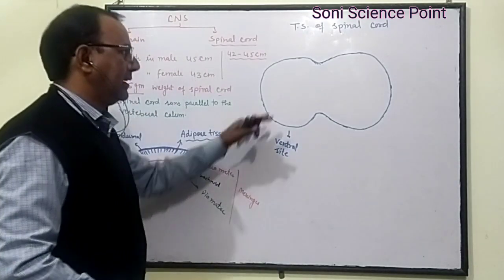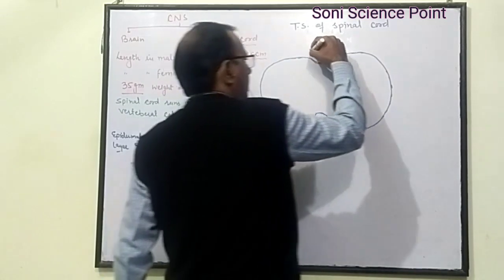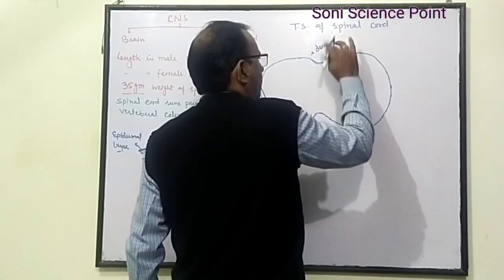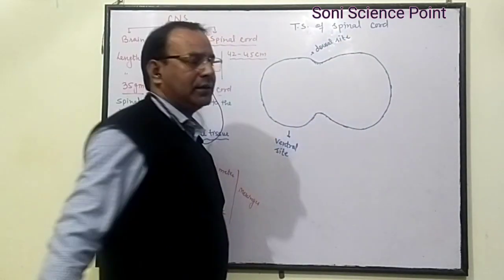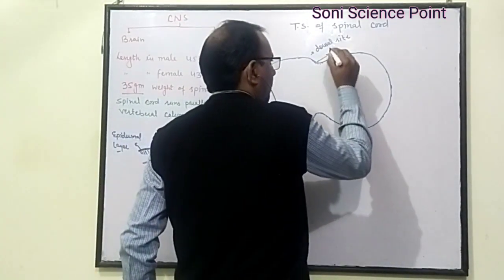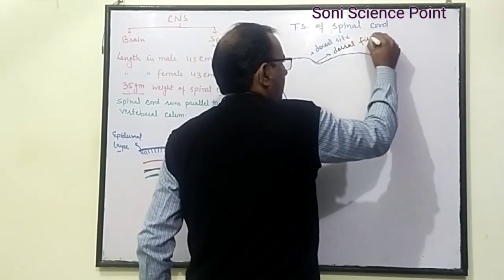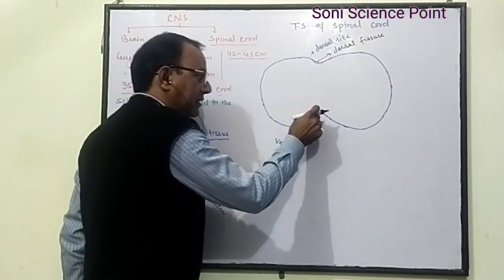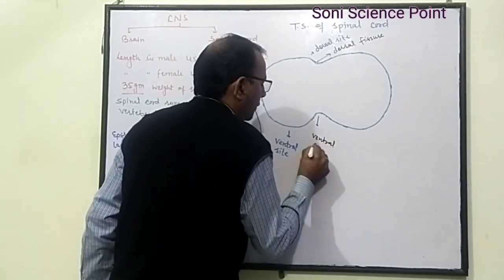If we transversely dissect the spinal cord, we can say there are two fissures. One is towards the dorsal side, and the groove towards the dorsal side is shallow, so it is called the dorsal fissure. And the groove towards the ventral side is deeper. This is called the ventral fissure.